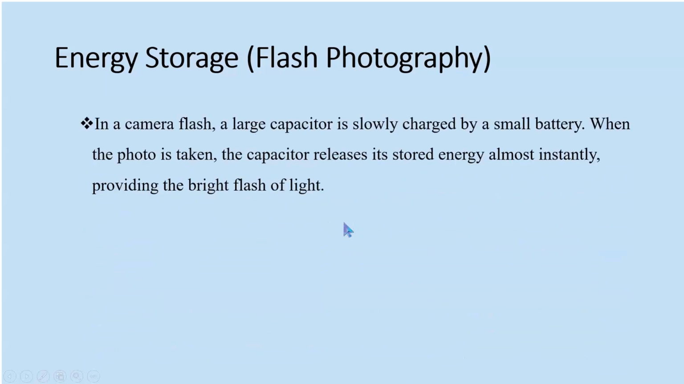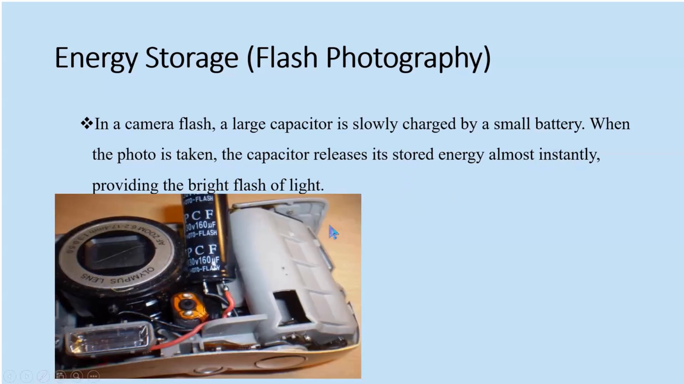Another application is in energy storage or flash photography. In a camera flash, a large capacitor is slowly charged by a small battery. When the photo is taken, the capacitor releases its stored energy almost instantly, providing the bright flash of light. You can see here, this capacitor is the one that powers the flash mechanism for this camera.